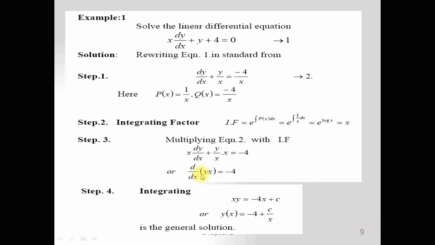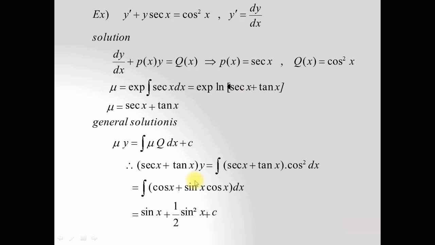Now you can easily find its solution by taking integration. We obtain y by x minus 4. Integration of minus 4 is minus 4x plus c, and this is equal to y dot x minus 4 plus c by x. And dear students, you can find the solution of this differential equation by using this formula also.